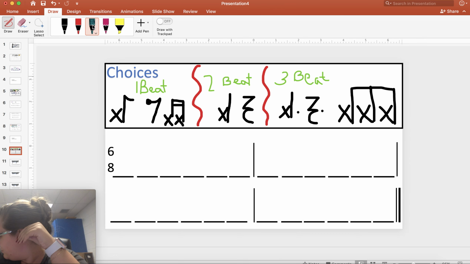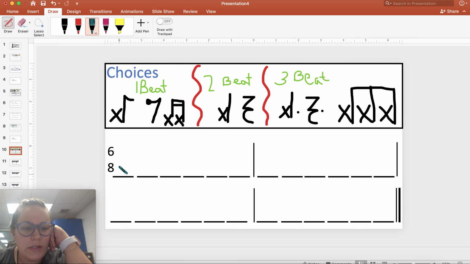Here we go. Okay. So an eighth note all by itself you could totally do, but if you're going to do more than 2 in a row, I would suggest just using this guy here. So by itself, your eighth note takes up 1 line and has a flag.